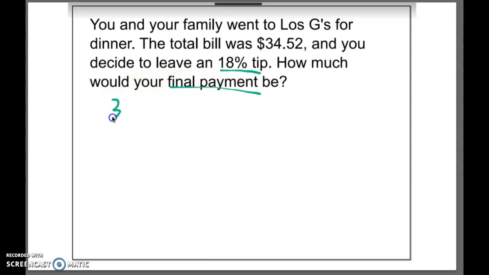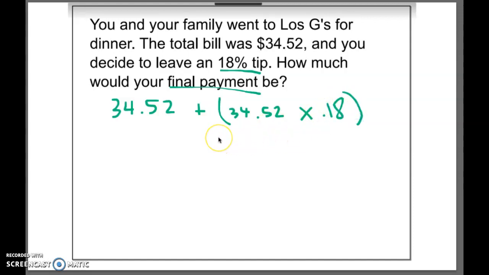So we'll do price. And since it's tip, we're adding that to our total. So price plus price times percent tip. So times, and we don't put 18. I'm not trying to do $34 times 18. That's insane. Times 0.18. You want a percentage of your total. So we do order of operations. So we're going to do parentheses first.